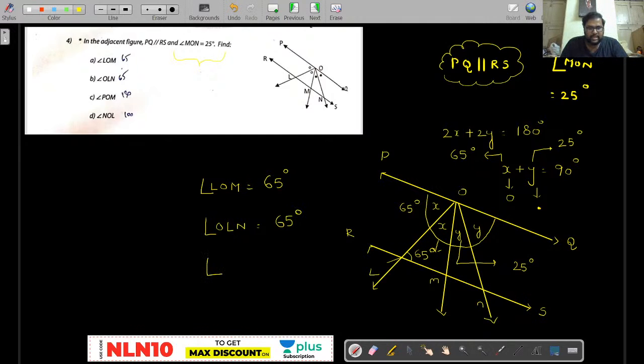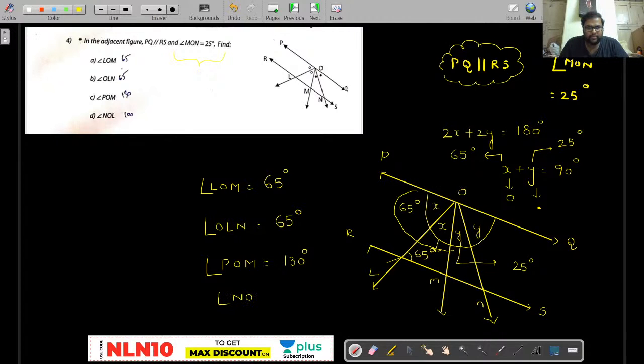Now the next question. Angle POM. Angle POM is nothing but the complete angle. 65 plus 65, how much is it? Yes, very good, Akhil, alternate angles. Angle POM completely will be equal to 130 degrees. Right?